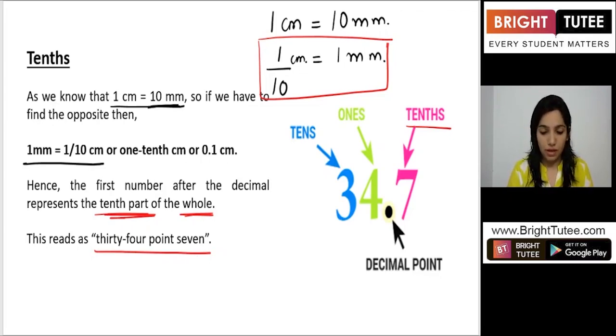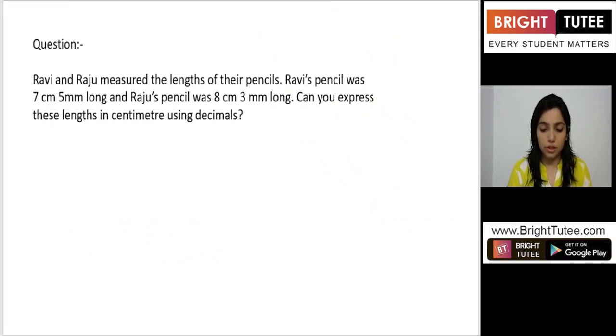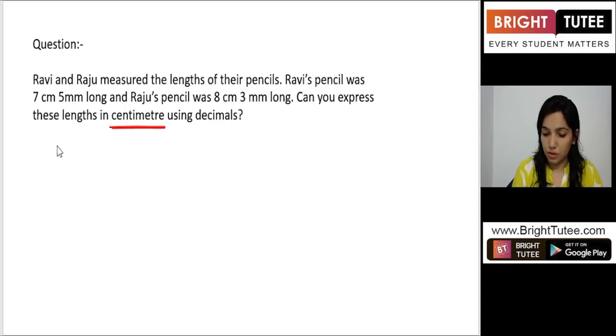Okay. Now, let's see a question to understand this. It says Ravi and Raju measured the lengths of their pencils. Ravi's pencil was 7 centimeter and 5 millimeter long, and Raju's pencil was 8 centimeter 3 millimeter long. Can you express these lengths in centimeter using decimals? So let us convert the given lengths just into centimeters. We are measuring the length of the pencils.